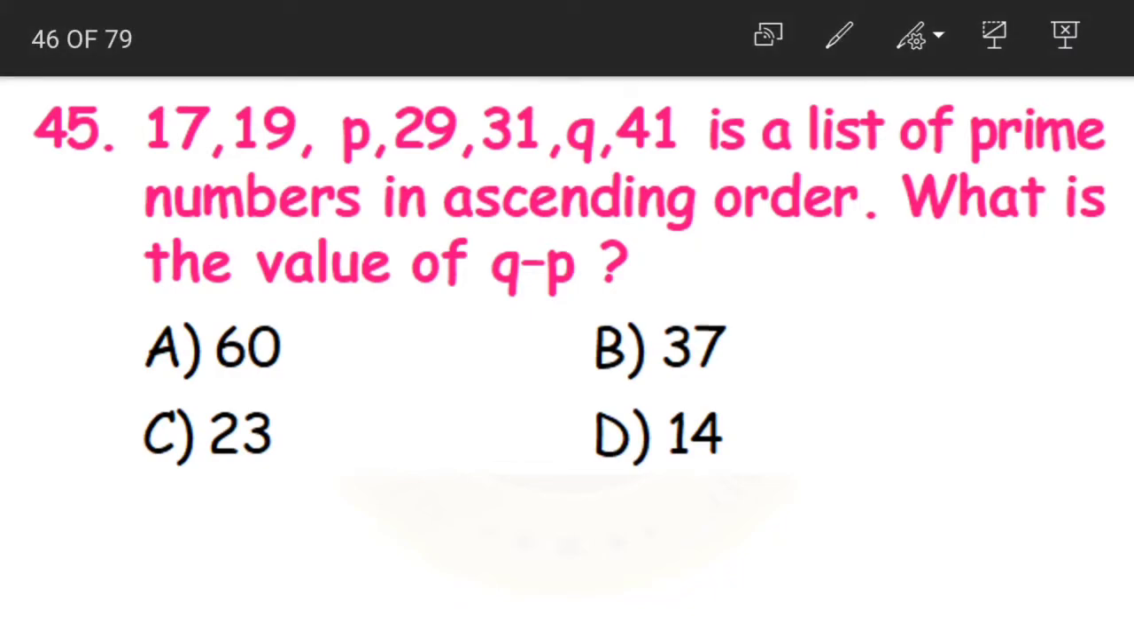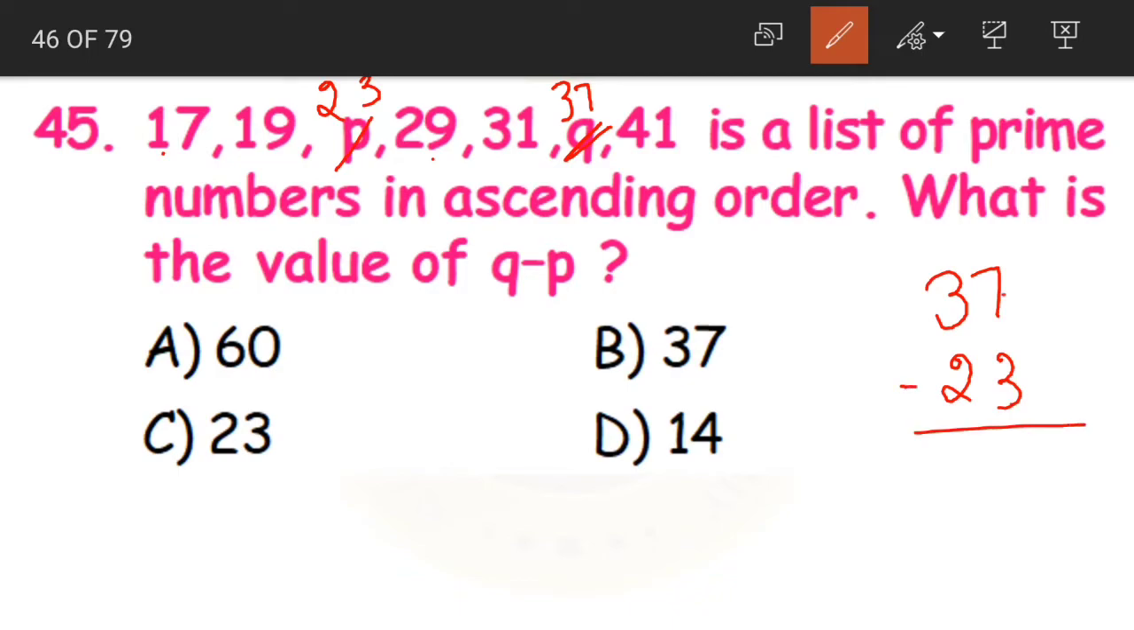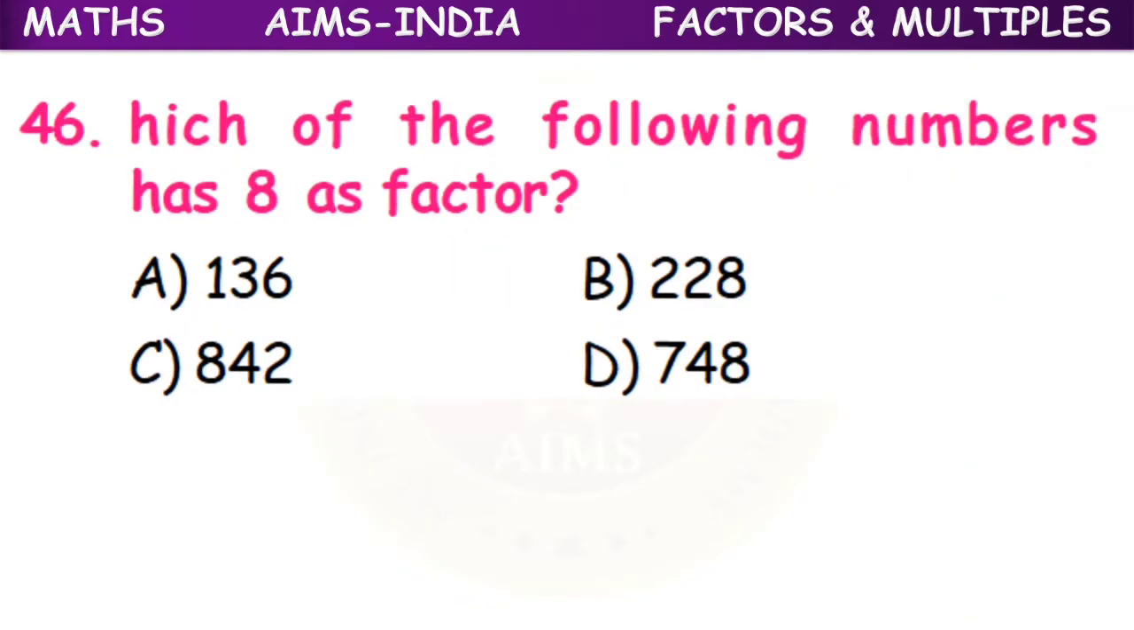Now coming to the list of prime numbers, 17, 19, then we have 23, 29, 31, then we have 37 and 41, children. So now what are the values of Q and P? 37 and 23. Now what should we do? Q minus P. If we subtract 7 minus 3, 4, 3 minus 2, 1. 14 will be our answer. Option D, 14 becomes our correct answer. Okay, Q minus P, 37. Clear? Now moving on to the next question, 46.